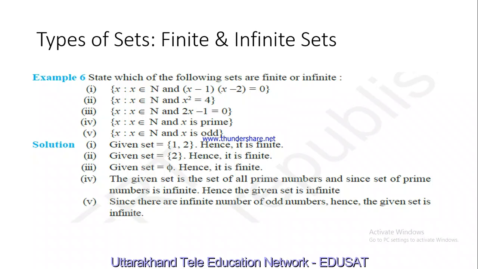Is this okay? On the other hand, have a look at the fifth example. X such that X belongs to N, which means X is a natural number, and X is odd, which means the value of X could be 1, 3, 5, 7, 9 and it could go on till infinity, and that is why this is going to be an infinite set. Is this okay? Now the task for you is to have a look at other questions also, try to understand the logic and try and solve them on your own.